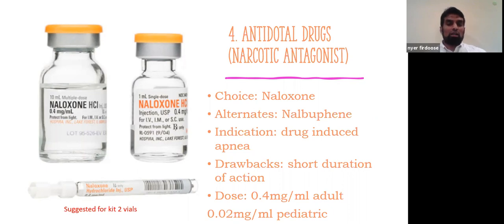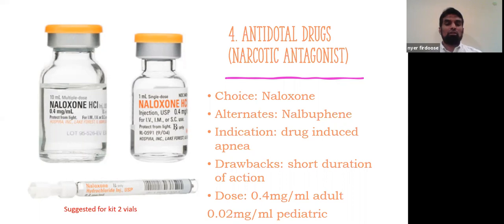The alternative drug to naloxone is nalbuphine. These are pure opioid antagonists, and the indication is that they are the drug of choice for any opioid-induced apnea or narcotic-induced depression. More than one administration may be needed because the action is of very short duration. It is given intravenously but can also be given subcutaneously or intramuscularly.